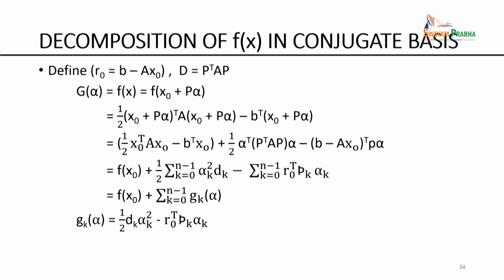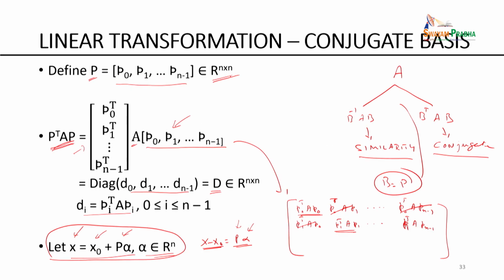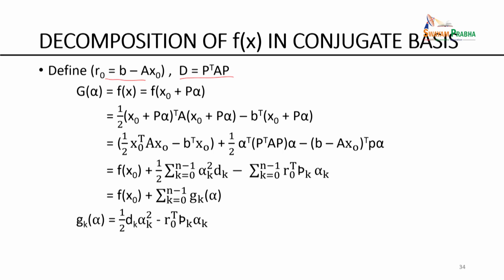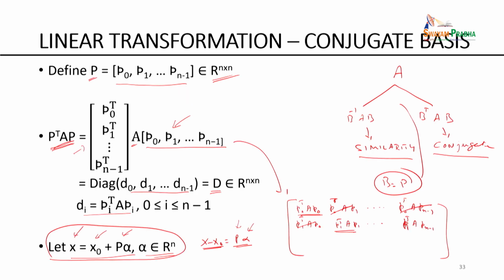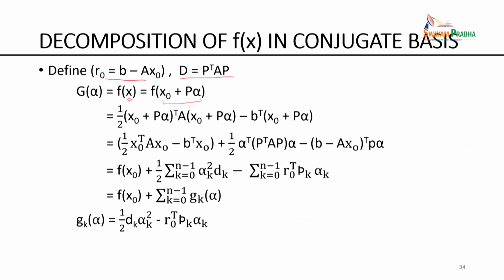So, R 0 is B minus A x 0, we already know. D is equal to P transpose A P from the previous slide. So, f of x, where x is equal to x 0 plus P alpha, and I already know the functional form of f of x. What is that? 1/2 of x transpose A x minus B transpose x plus C. So, if I substitute x is equal to x 0 plus P alpha and simplify, you go from here to here to here. There is a good amount of simplification needed.